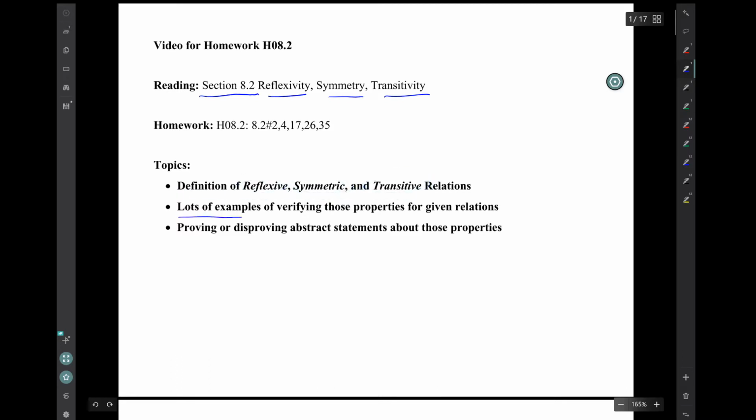We'll be doing lots of examples verifying those properties for given relations. And then we'll do a couple of examples involving proving or disproving abstract statements about those properties. Corresponding homework is this short assignment of 4 problems from section 8.2.